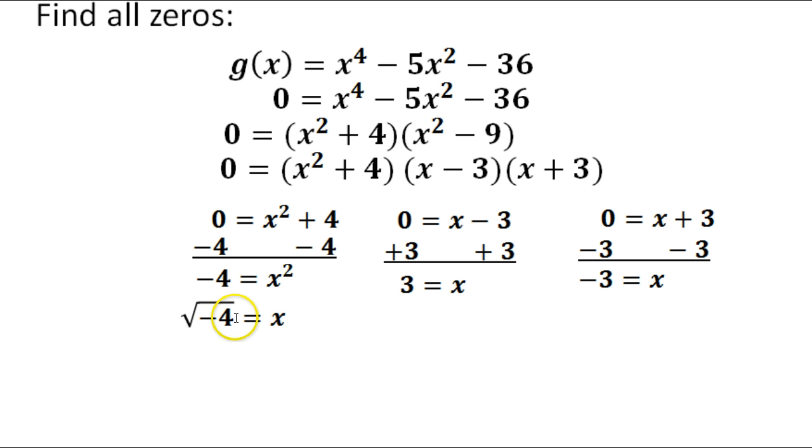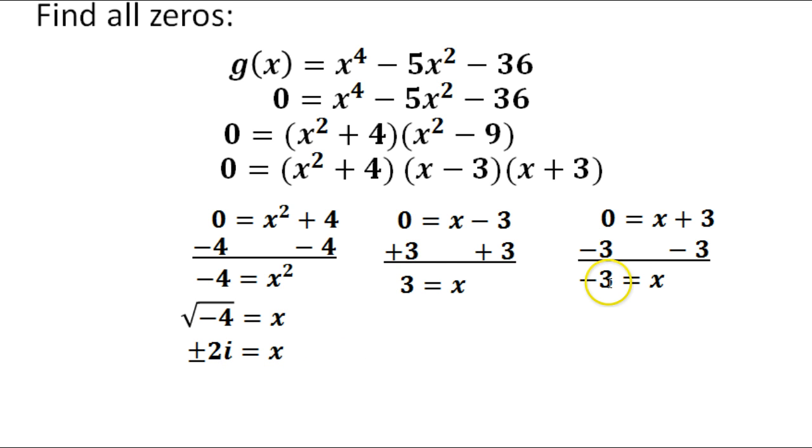Now I end up with the square root of negative 4. Now, if you remember right, we can't have a negative underneath the radical. When we do, we call that an imaginary number, underneath a square root sign specifically. So the square root of negative 4, well, the square root of 4 is 2. We have this negative sign that we've got to deal with as well, so that's actually going to be 2i, and it's going to be a plus or minus. It can be either a positive or a negative 2i is equal to x.